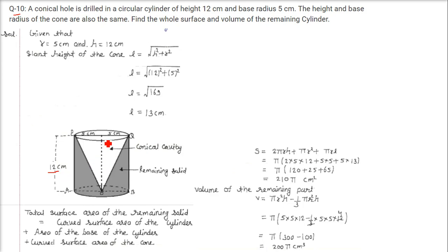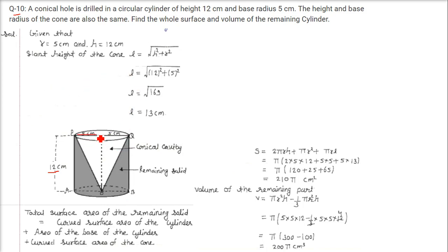The height is given as 12 centimeters and the base radius is 5 centimeters. So both of them will have their base radius as 5 centimeters. The height and base radius of the cone are also the same, that is given here. Find the whole surface and the volume of the remaining cylinder. That is, we'll try to find out the volume of the cylinder and subtract the volume of this cone, that will be the remaining cylinder.